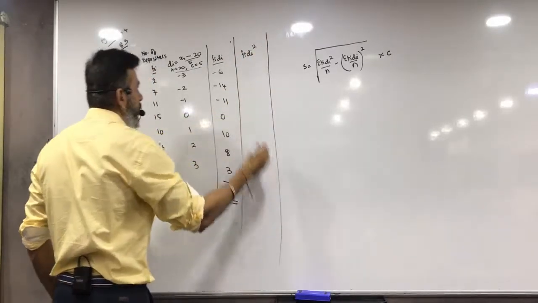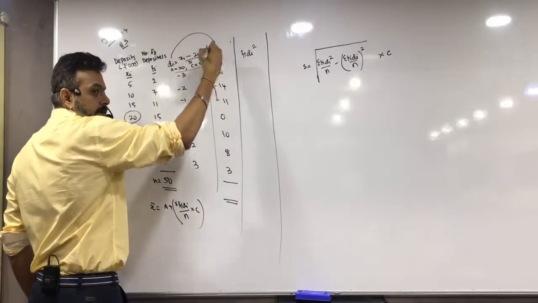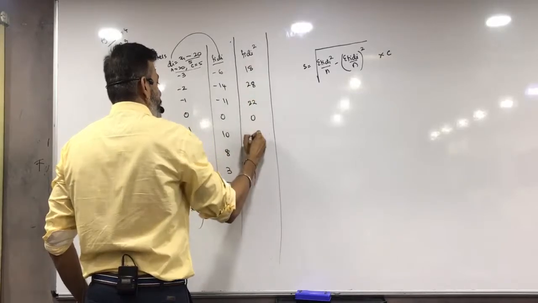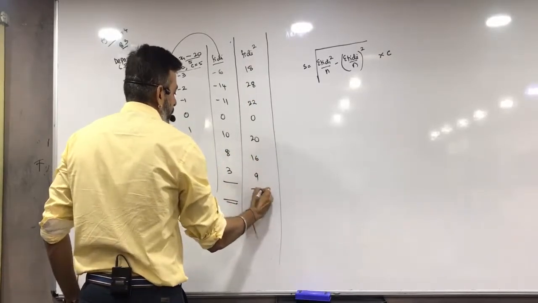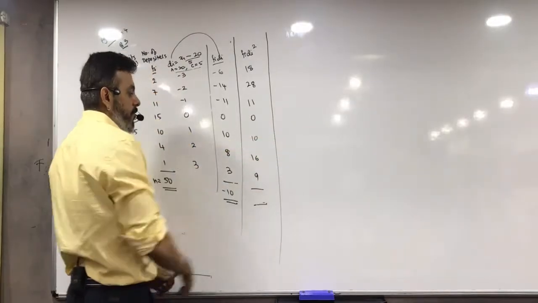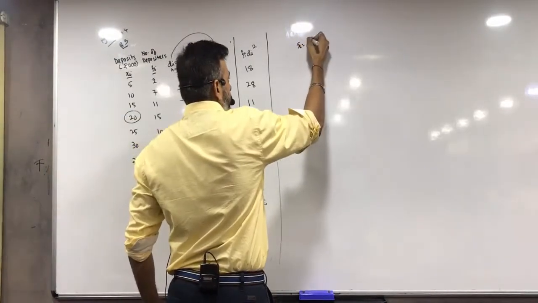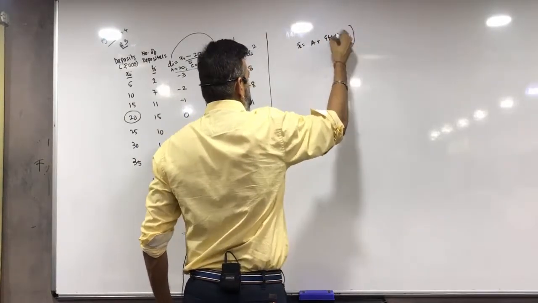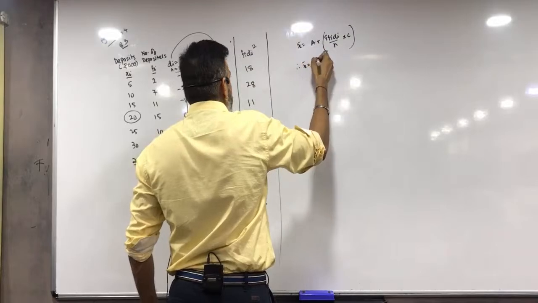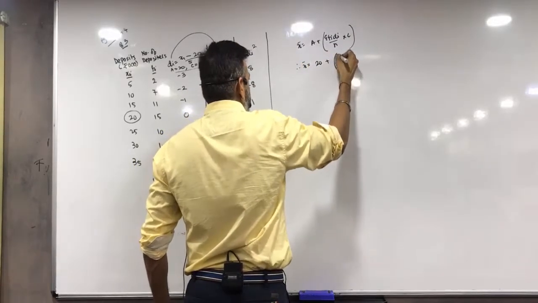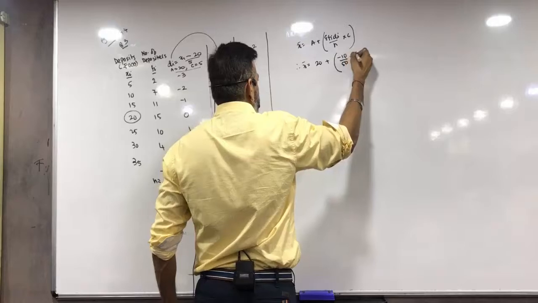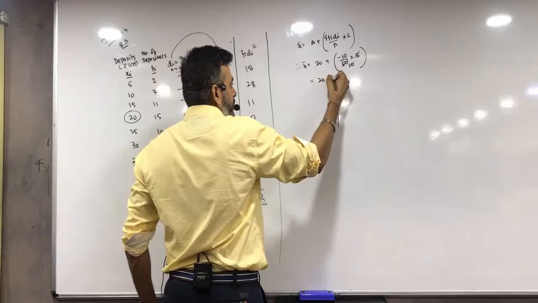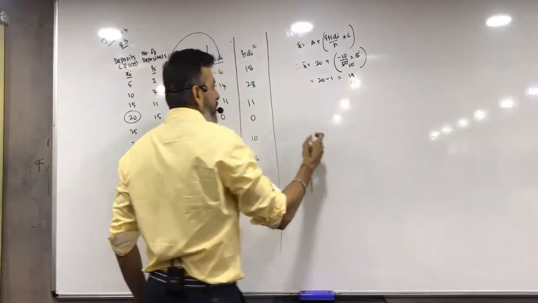Now fi di square is what? fi di into di: 18, 28, 11, 0, 10, 16, 9, which gives a total of 92, which is correct. x bar is equal to a plus sigma fi di upon n into c. Therefore x bar is equal to, assuming a is 20, plus minus 10 upon 50 into 5. Cancel. Minus 1, so it is 20 minus 1, which is equal to 19.